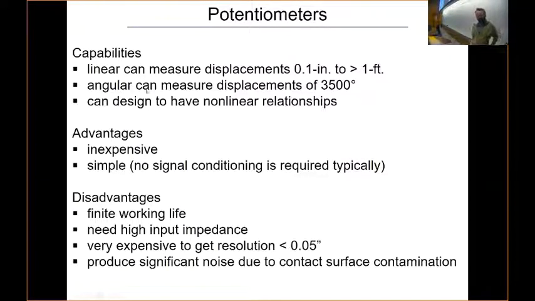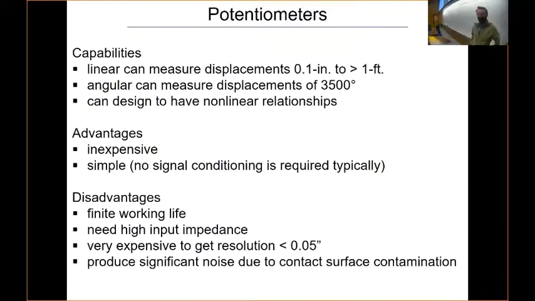We have the capabilities, advantages, and disadvantages of potentiometers on this slide. For capabilities, first one is linear, can measure displacements from 0.1 inches to greater than 1 foot. And angular can measure displacements of 3,500 degrees, so almost 10 rotations. And you can design them to have nonlinear relationships, but most of them are linear. The advantages are they are inexpensive and simple. There's no signal conditioning required. You just apply an input voltage and you get an output voltage depending on the displacement.